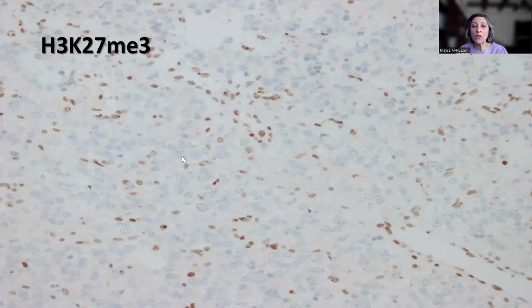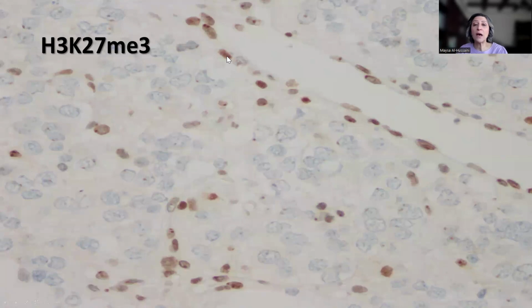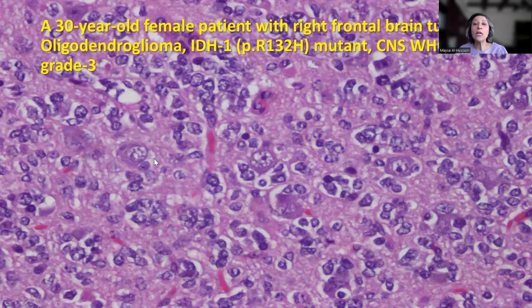There is loss of the nuclear stain in the tumor cells in the presence of positive internal control. And this is a higher power magnification. The endothelium is positive here and here, while the tumor cells are negative. Now, in conclusion, that would be supportive of the diagnosis of an oligodendroglioma, IDH1 mutant, because of the morphological features of anaplasia. The CNS WHO would be assigned a grade 3.